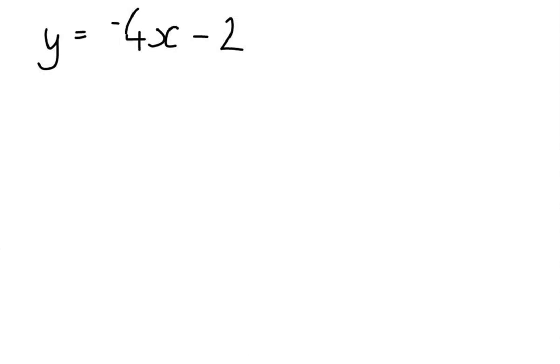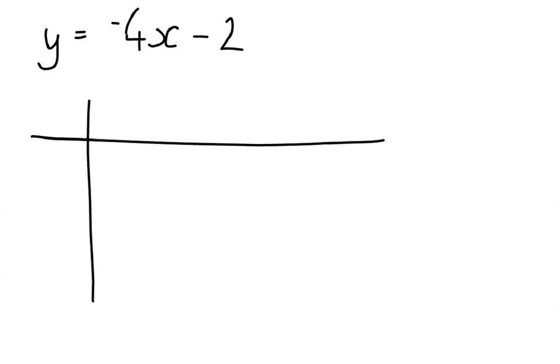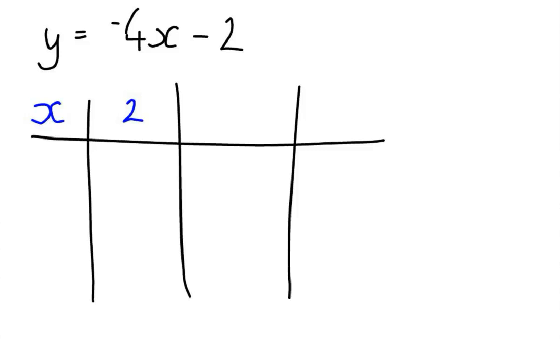Okay, so we'll try something a little bit more difficult now. We're going to use this equation here for the straight line: y equals negative 4x minus 2. So this is the equation of a different straight line. We're going to start off exactly the same as we did before by drawing ourselves a nice little grid. And once again, it doesn't matter what values you take for x. In this example, I'm going to use the numbers 2, 1, and then negative 2.